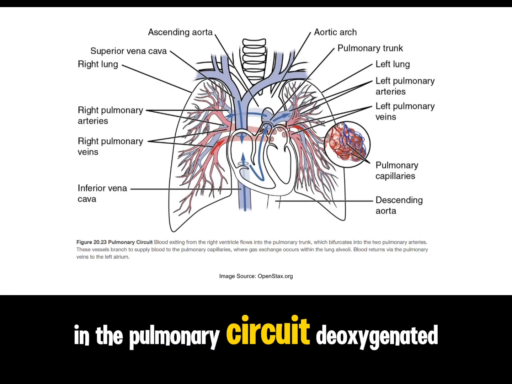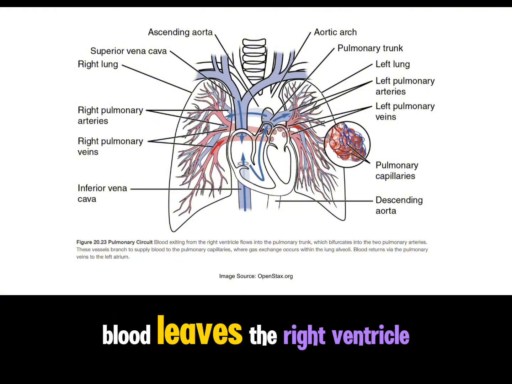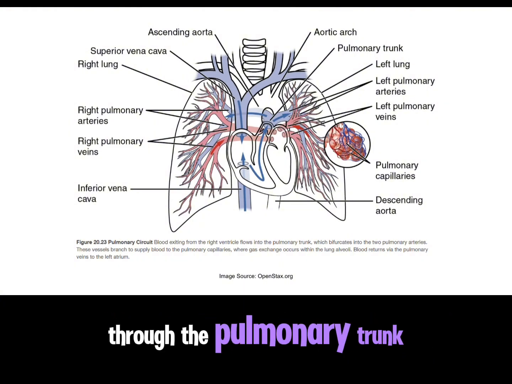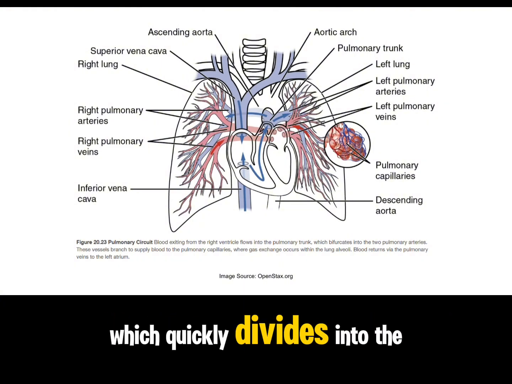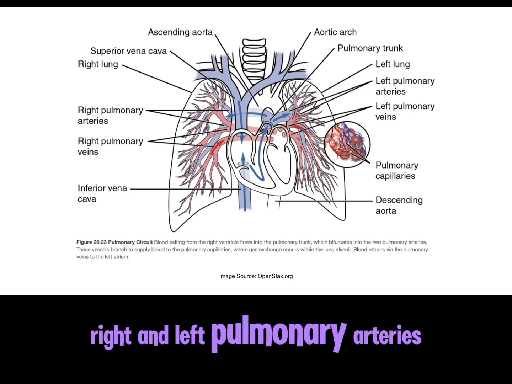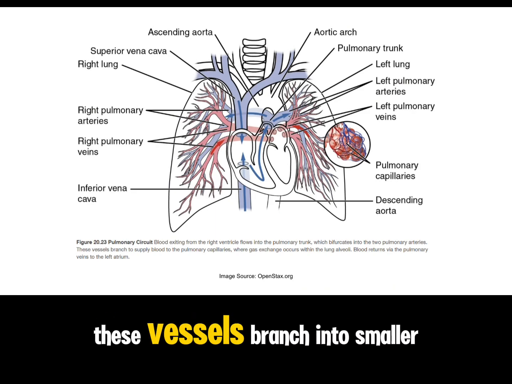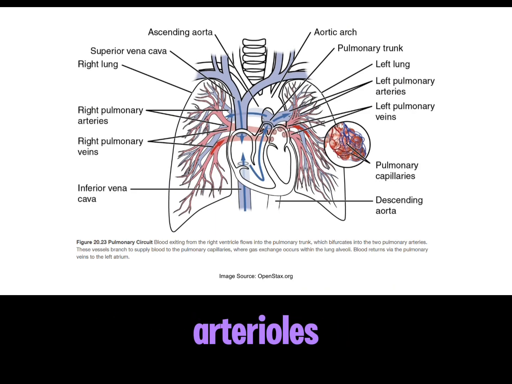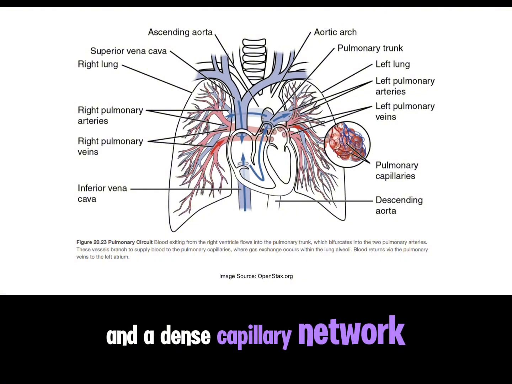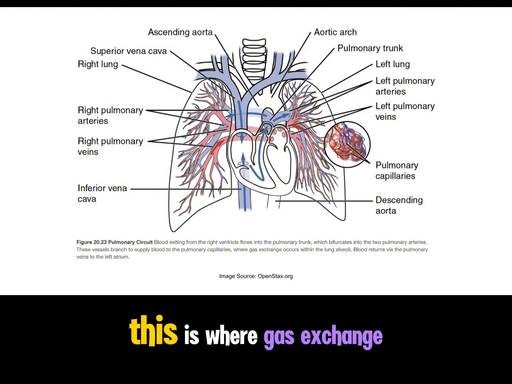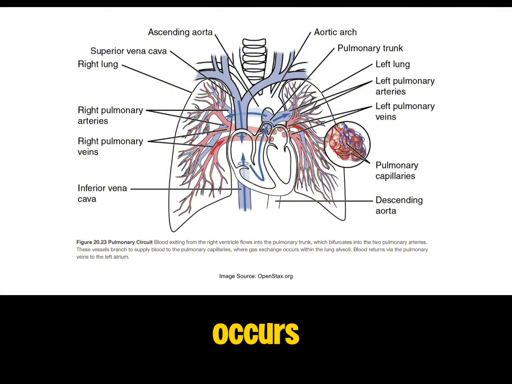In the pulmonary circuit, deoxygenated blood leaves the right ventricle through the pulmonary trunk, which quickly divides into the right and left pulmonary arteries. These vessels branch into smaller arterioles and a dense capillary network inside the lungs. This is where gas exchange occurs.